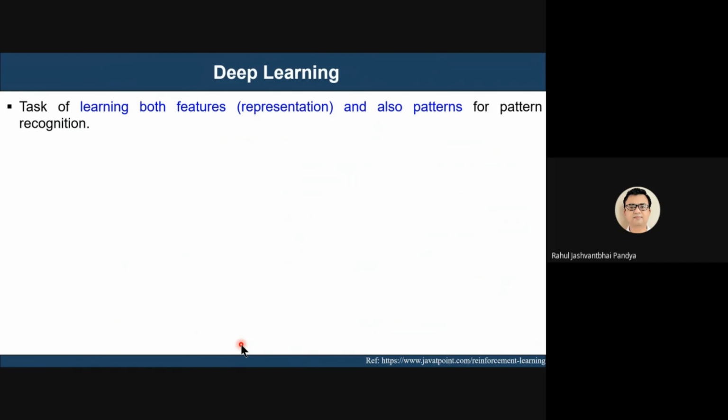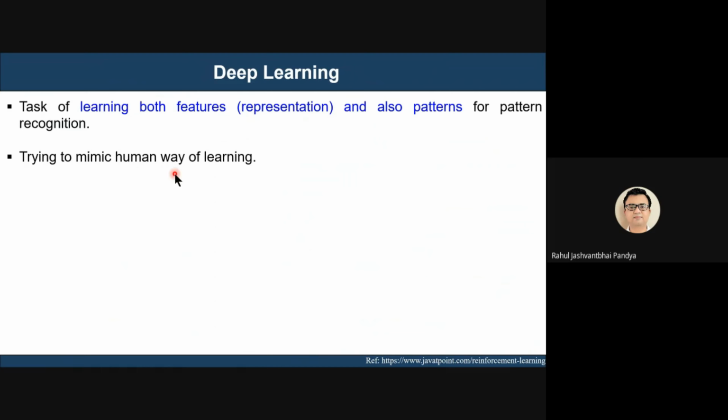Whereas if I look at deep learning, the task is learning both the feature representation and also extracting the pattern. In machine learning, the features were given along with the model itself, whereas in deep learning this feature extraction is happening completely by the deep neural network, such as CNN, whereas in machine learning this feature representation part is manual.